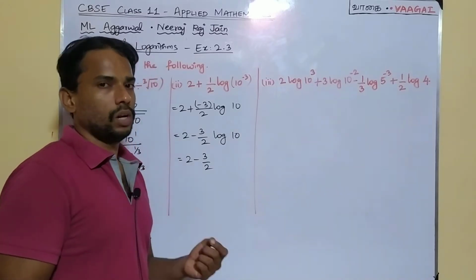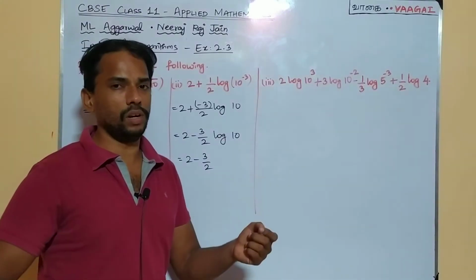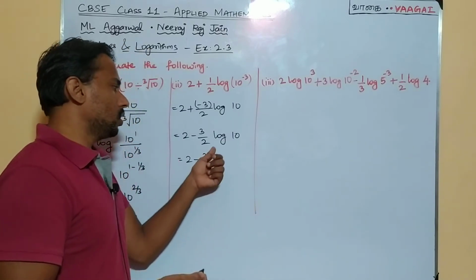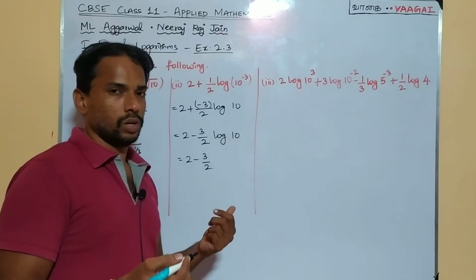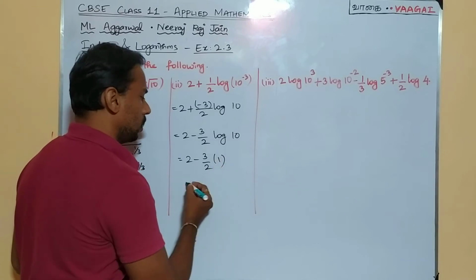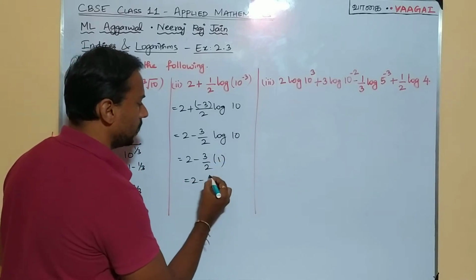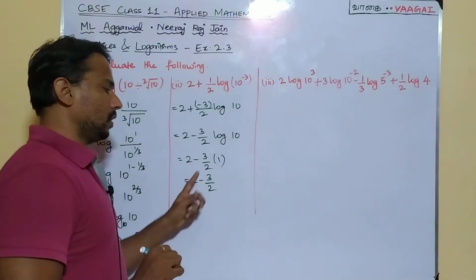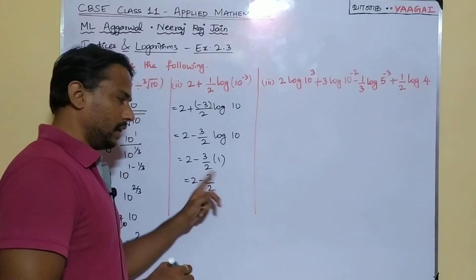So whenever the base is not defined, the base is going to be 10 only. So it's like log 10 to the base 10. So it is simply 1. Okay, so it's going to be simply 1. So it is like 2 minus 3 by 2. So 2 minus 3 by 2 into 1 will be 3 by 2 only. So 2 minus 3 by 2.